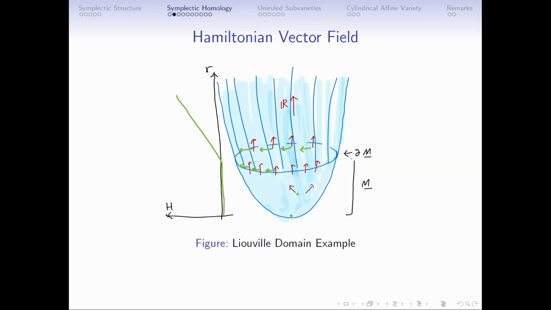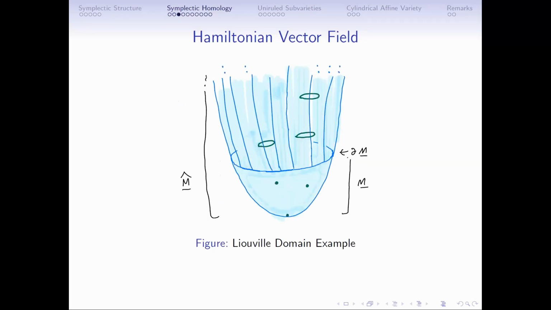And then when the temperature goes up, the Hamiltonian moves and generates Hamiltonian orbits, periodic Hamiltonian orbits. Some orbits are constant, some orbits are non-constant.